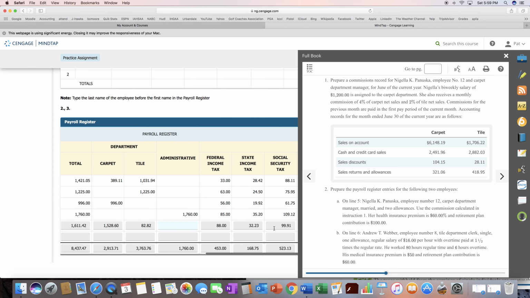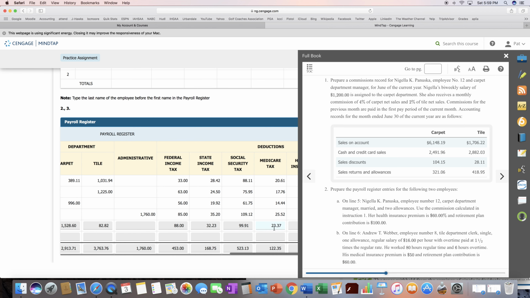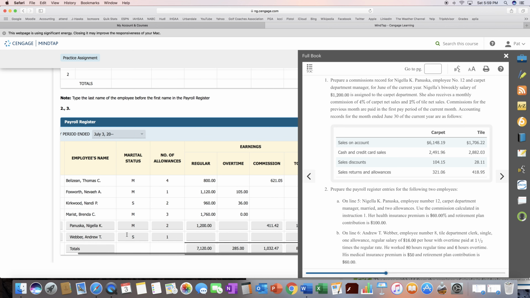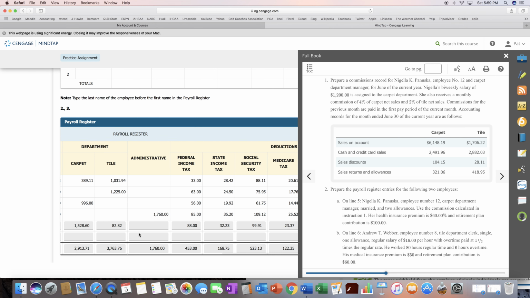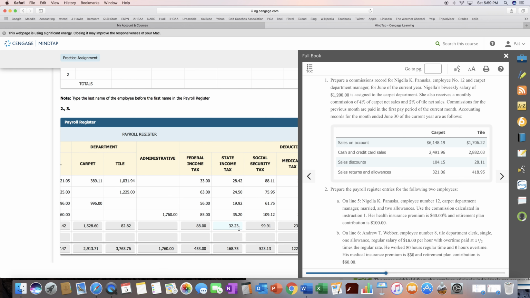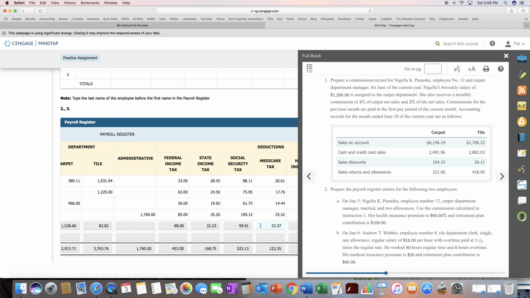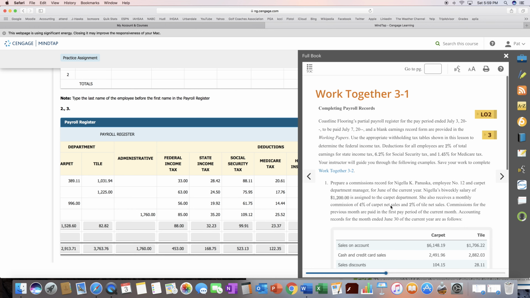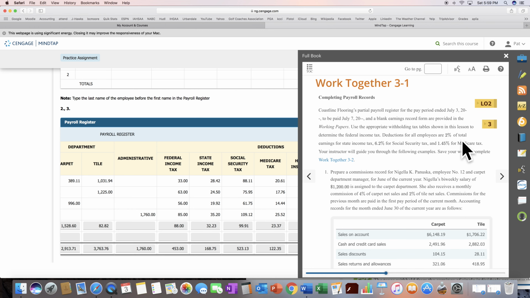Nothing with administrative. And so then I filled in the blanks. What we're going to do is do that part for Andrew. So what we did is we took the total, 1,611, looked it up in the married, single chart, state income tax, multiplied that number times 2%, Social Security times 6.2%. They have all these percentages given to us. Total earnings times these percents. And we're going to do that for Andrew real quick.